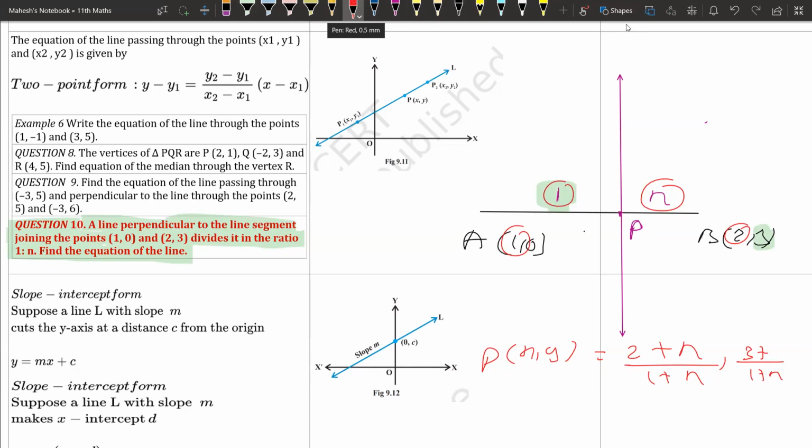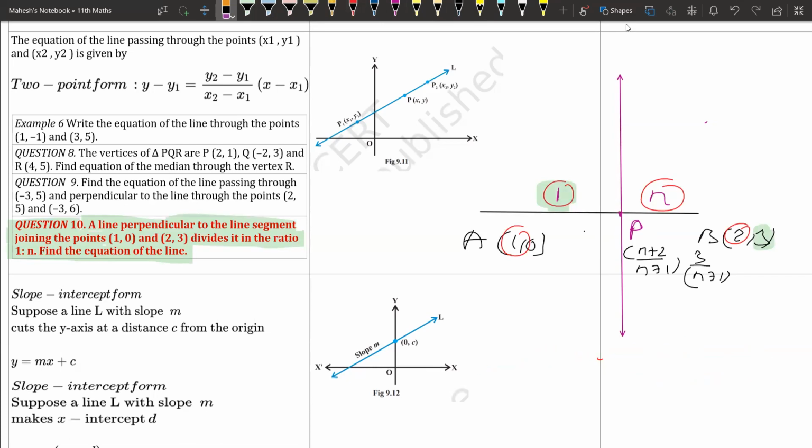So once we obtain the coordinates of point P, as you can see, it is (n plus 2) over (n plus 1), and this is 3 over (n plus 1). Now what we are going to do next is to obtain the slope of this line. Now I'm obtaining the slope of AB using the two-point form, that is y2 minus y1, which is 3 minus 0, over x2 minus x1, that is 2 minus 1.